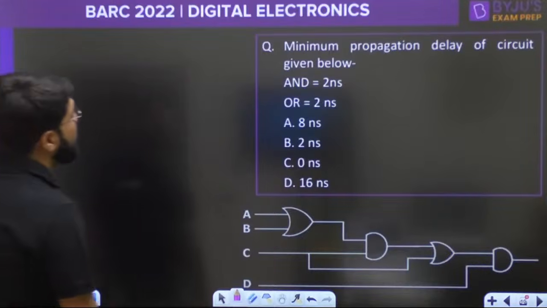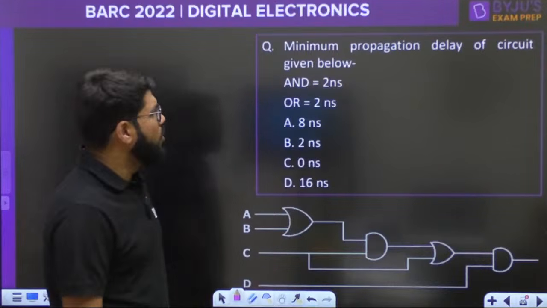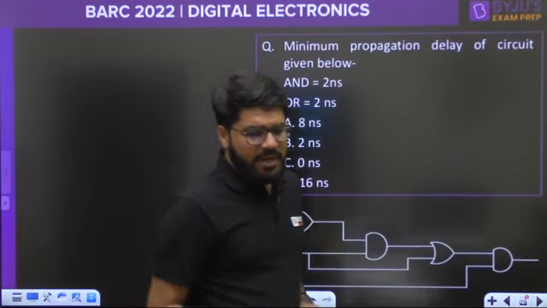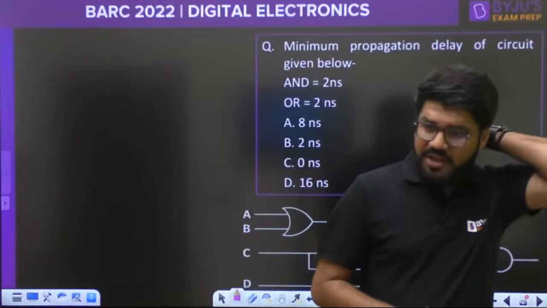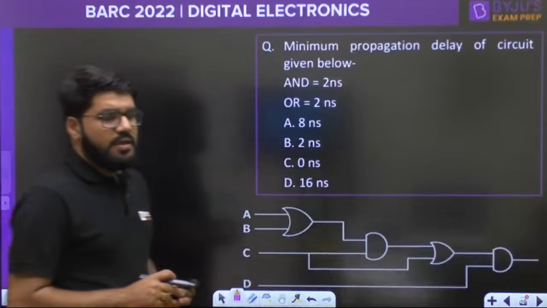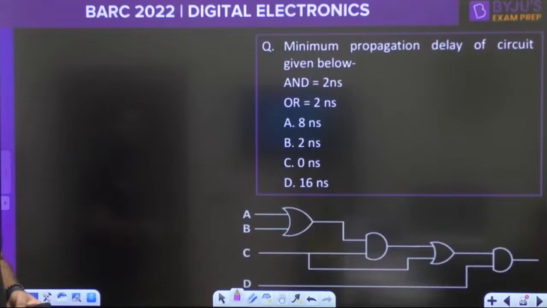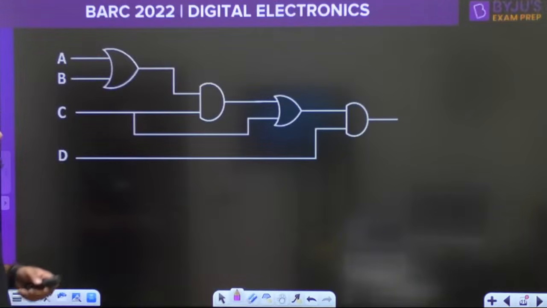What is the minimum propagation delay of the circuit given below? Not the maximum, the minimum. So how will we find the minimum? It's a very simple logic actually.